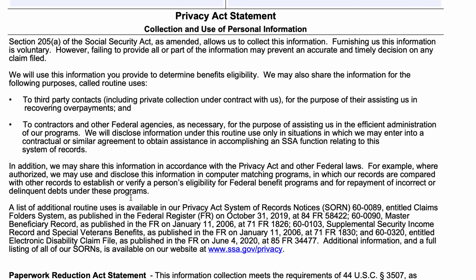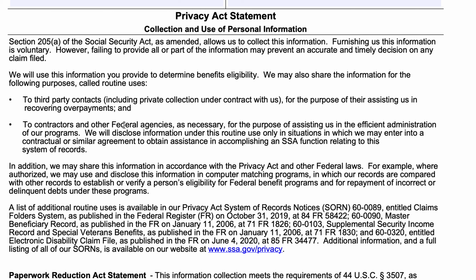And then the rest of the back of the form contains the Privacy Act information and Paperwork Reduction Act statement. The SSA estimates it should take about 15 minutes to read the instructions, gather facts, and answer questions. Obviously, your mileage may vary depending on the complexity of whatever situation this form is being submitted for.